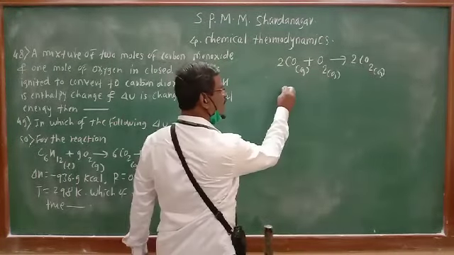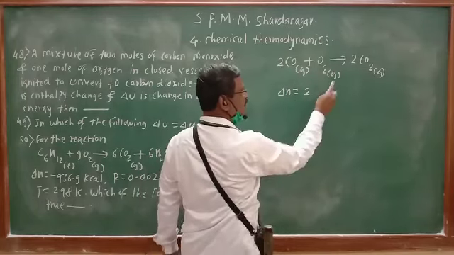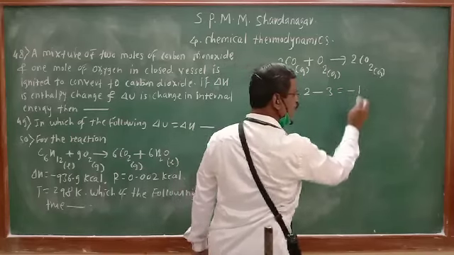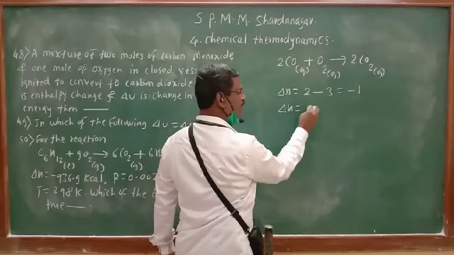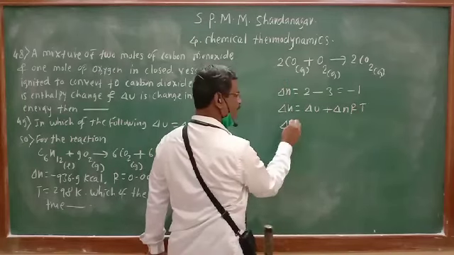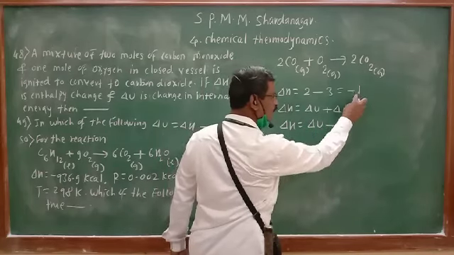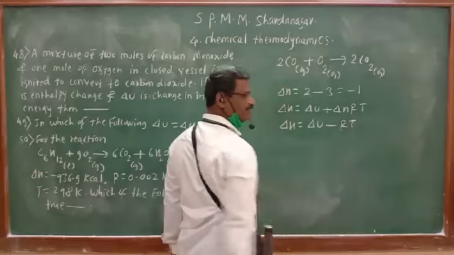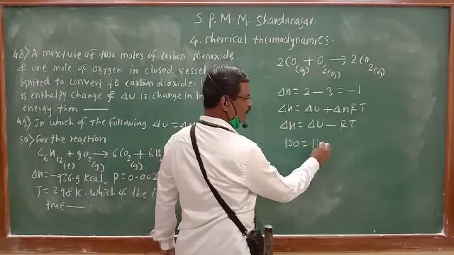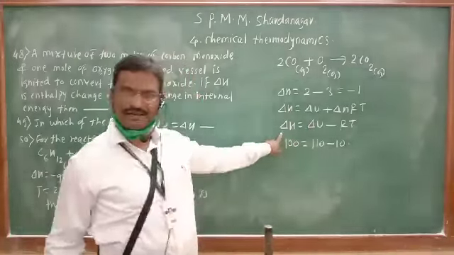What is delta n? N2 minus N1. This is gas, gas, gas. So 2 minus (2 plus 1), that is 3. So delta n is minus 1. The relation: delta H is equal to delta U plus delta nRT. So delta H will be equal to delta U minus 1 RT, or minus RT. In a simple manner, 100 is equal to 110 minus 10. Therefore delta U is greater than delta H.